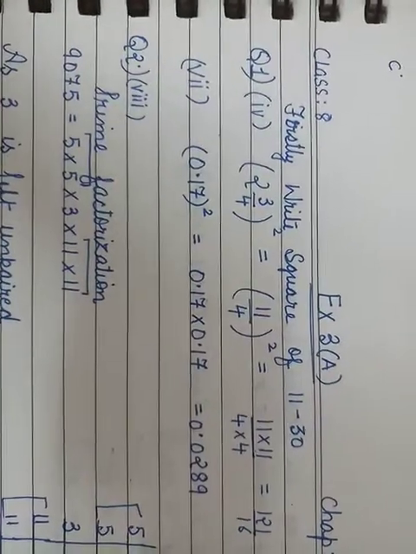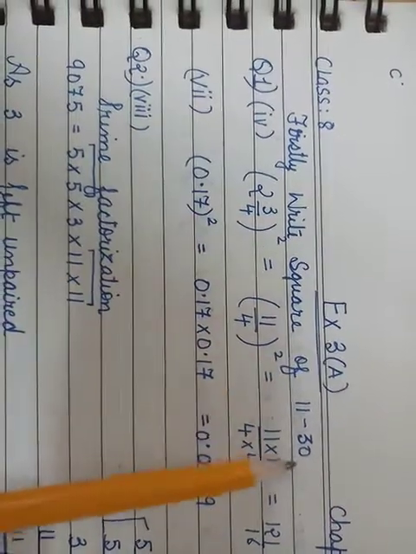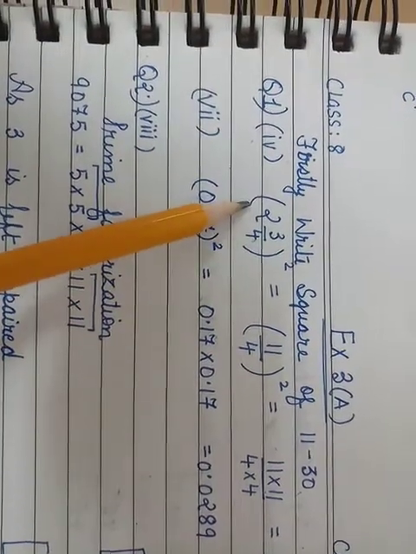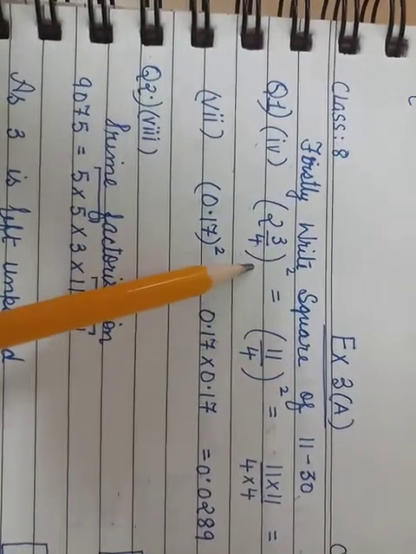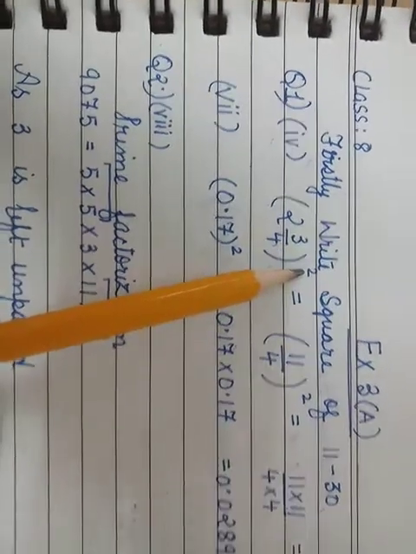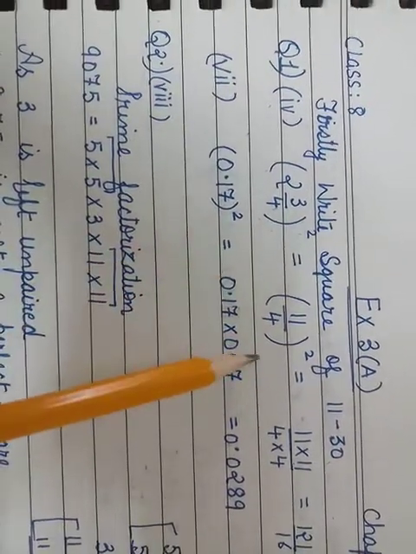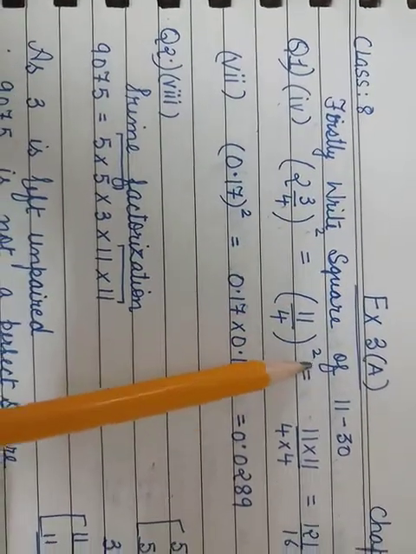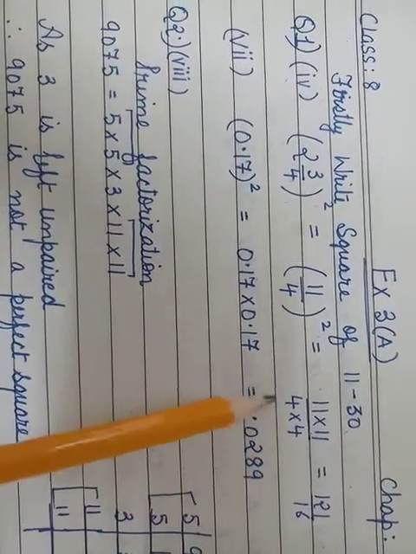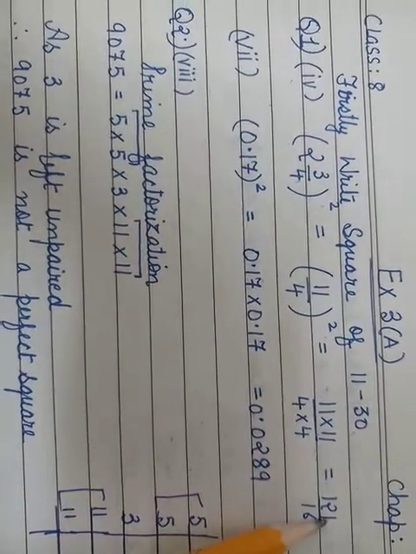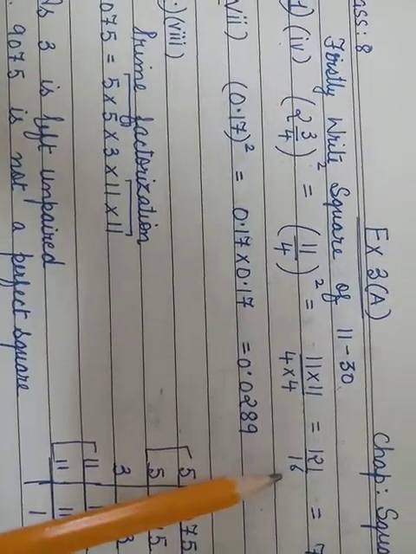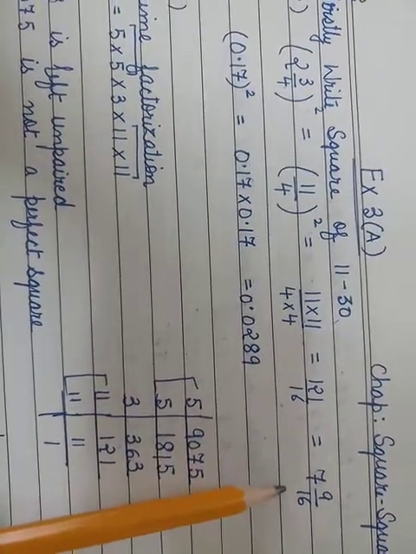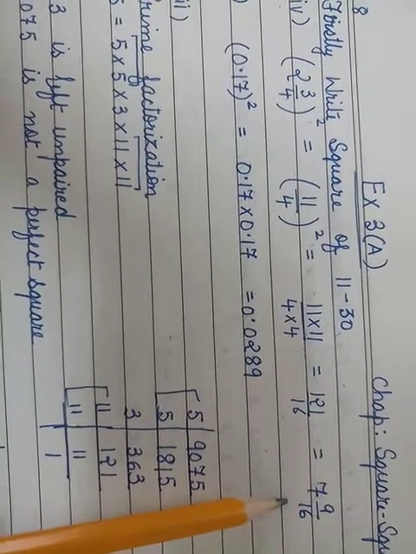See how we do it in the copy. First you write the squares from 11 to 30 as I said. Then question number 1, fourth part, I have done. Square of 2 whole 3 by 4. First you write the mathematical expression showing that we are finding the square. Then I converted this mixed fraction into an improper fraction, that is 11 by 4 whole square. It means 11 into 11 and 4 into 4. That becomes 121 upon 16. Again, it's an improper fraction. We convert the improper fraction into a mixed fraction. So I have written 7 whole 9 by 16.